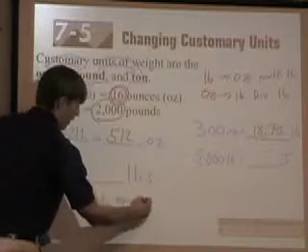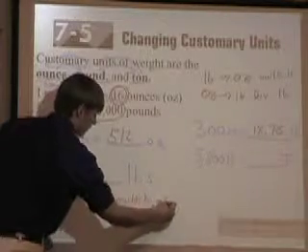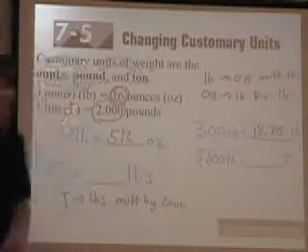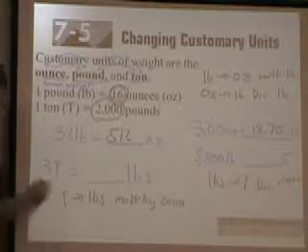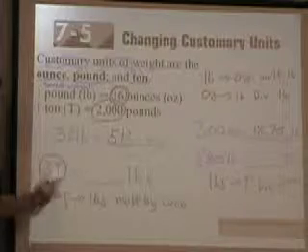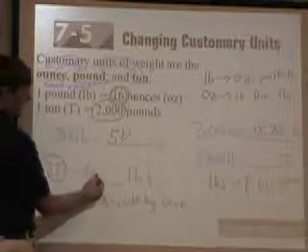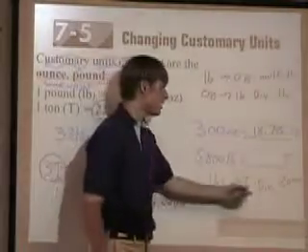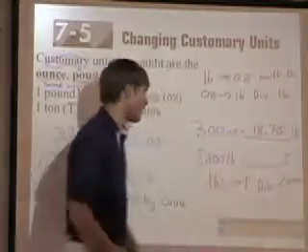You multiply by 2,000. So if you're going tons to pounds, multiply by 2,000. So here we're going to multiply 3 tons by 2,000, and that gives us 3 tons equals 6,000 what? Pounds. Now if you're going from pounds to tons, you divide by 2,000.